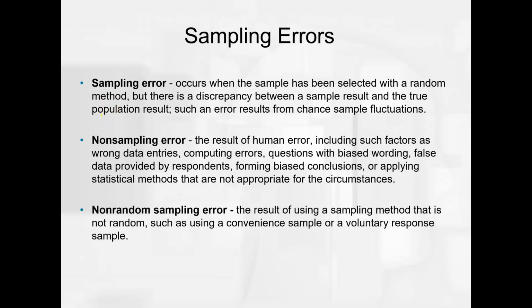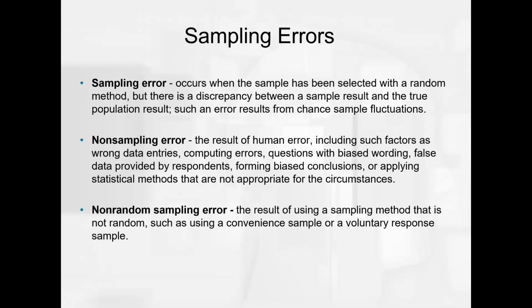The first error is called sampling error. It occurs when the sample has been selected with a random method, but there is a discrepancy between a sample result and the true population result, such as an error that results from chance sample fluctuations.